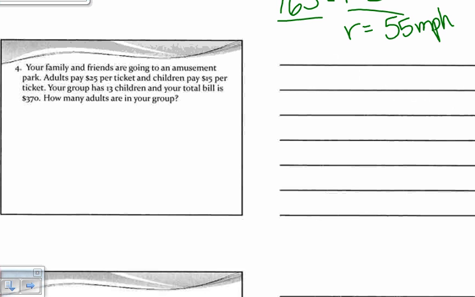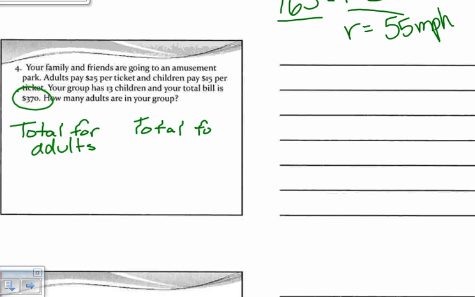So again, we're going to come up with an equation. We're going to think of ourselves as being there. So if I paid $370, I know I paid for the adults and the children. So I know that the total for my adults and the total for the children, I'm going to add those together because I know I paid for both of them, and that's going to give me my grand total. So the question is, how much did I pay for the adults?